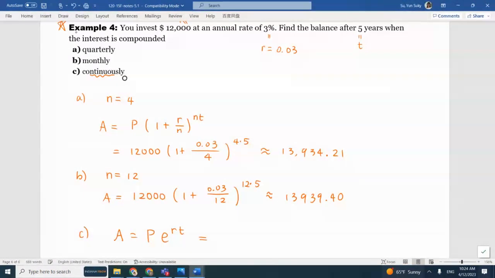Okay, so P is 12,000. E to the R, what is R? 0.03. Yeah, times T, 5. Okay, everybody type this in your calculator. Can you find the E in your calculator? Yes, type that in your calculator.